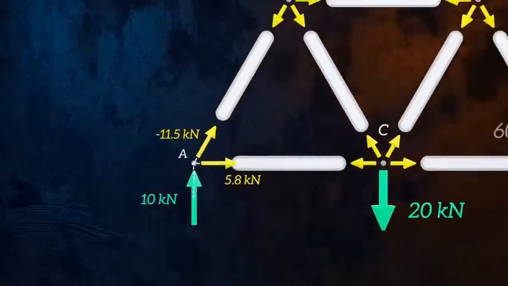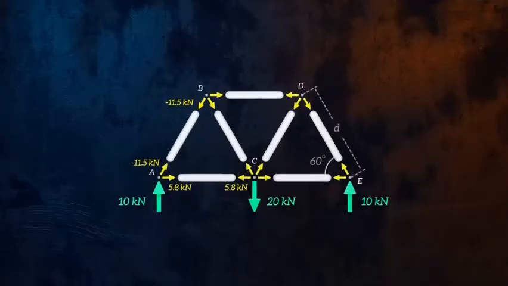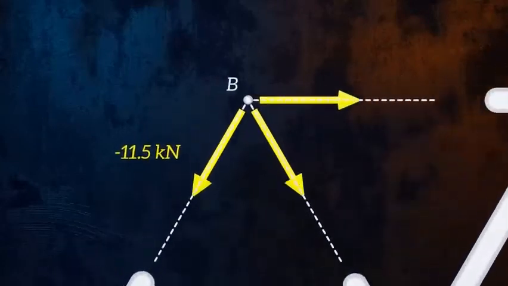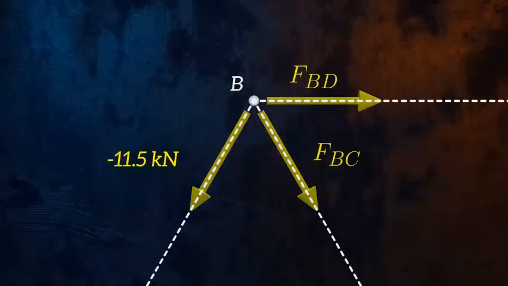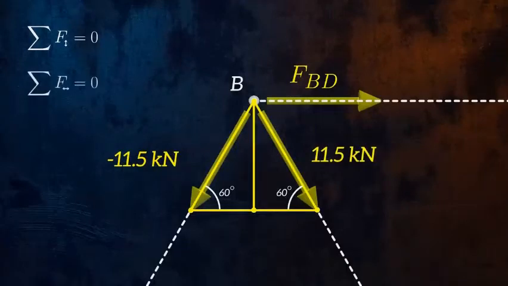The force in each member is constant, and so we now also know the forces acting on the joints at the other ends of these two members. We can repeat the process for joint B. We can start by considering equilibrium of the vertical forces, which allows us to calculate the force FBC. And then we can consider equilibrium of the horizontal forces to calculate FBD.